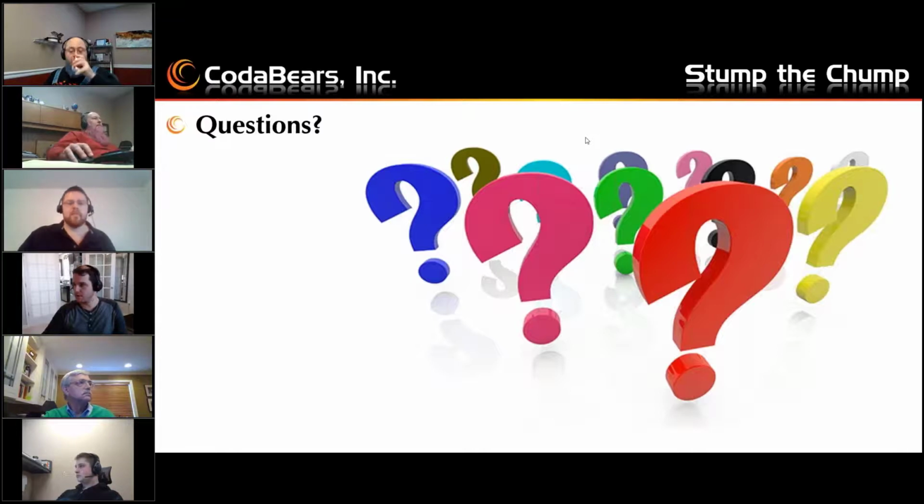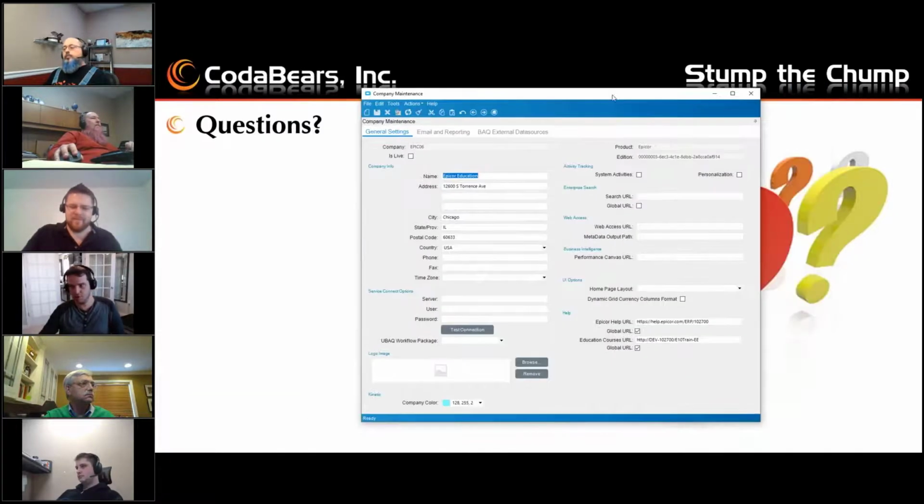Company maintenance general settings, in the very top right of the screen. It says activity tracking, and there's a system activities and a personalization. And you want both of those unchecked. Again, unless you are really wanting to track everything everybody does in your system, which some people have to do because of things like SOX and other stuff. So right here, first thing when you come in.